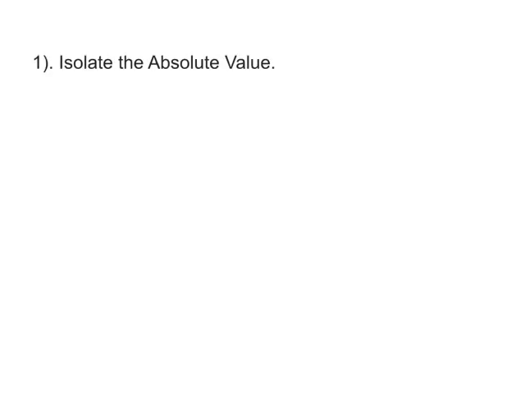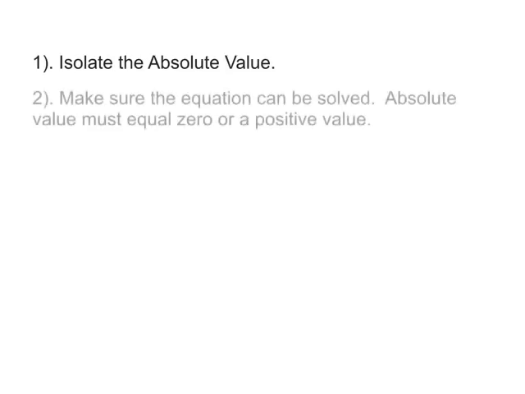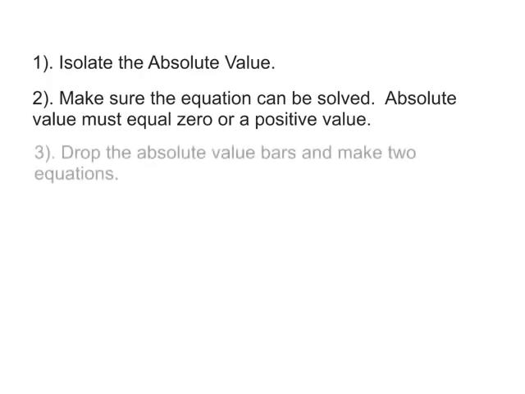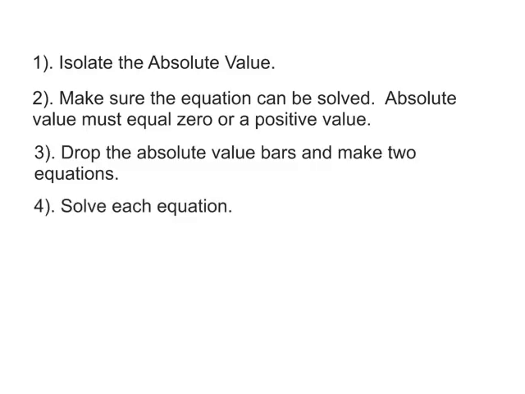Okay, our first step is to isolate the absolute value. You want it on one side by itself. The second step is make sure the equation can actually be solved. An absolute value equation must be equal to either 0 or a positive value. So if you get a negative number, you're going to wind up with a situation where you can't find a solution. So those will be called our no solution cases. The next step is to drop the absolute value bars and make two equations. Our last step will be to solve each equation.